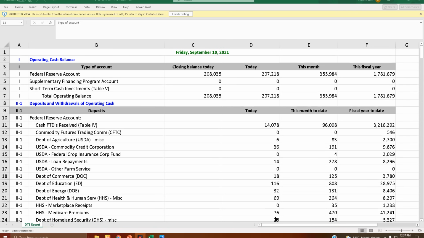Okay, so check this out. This is the DTS report, which is the Daily Treasury Statement for the Federal Reserve account. What we're looking at here is section 1, and it's just telling you the type of accounts listed. The only one we're going to pay attention to is the Federal Reserve account. So section 2-1 is deposits and withdrawals of operating cash.